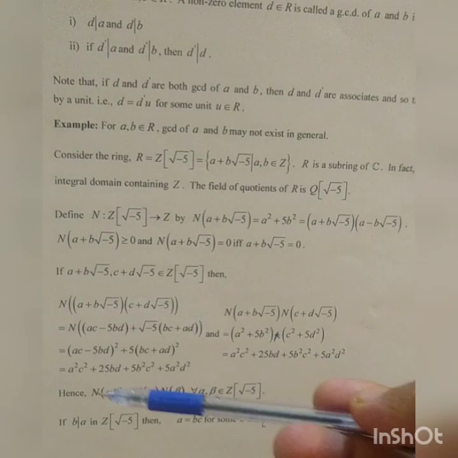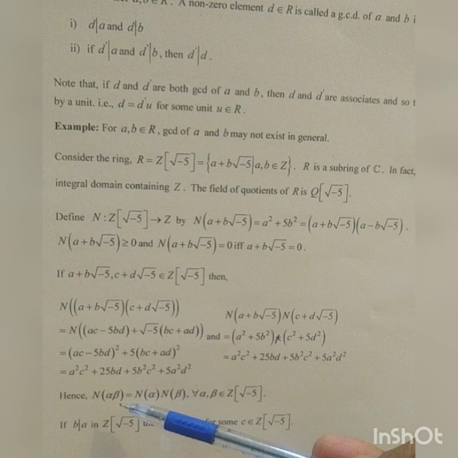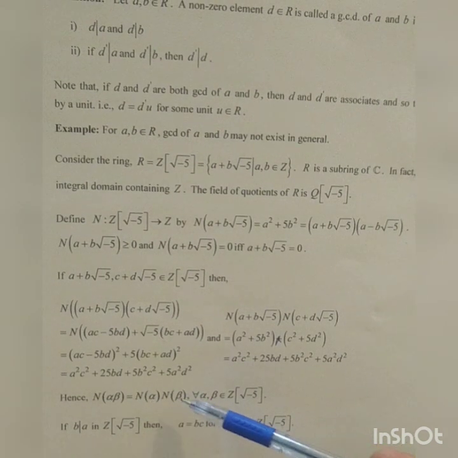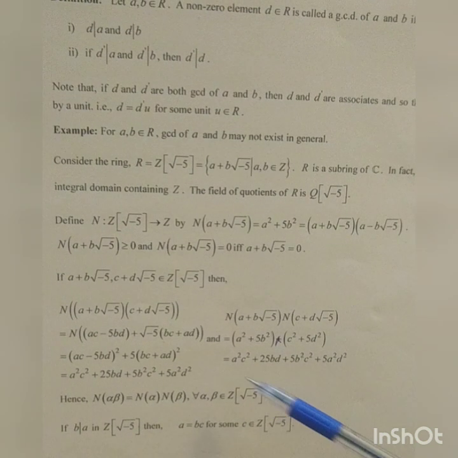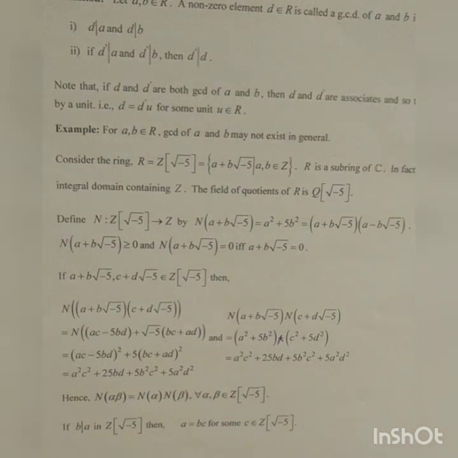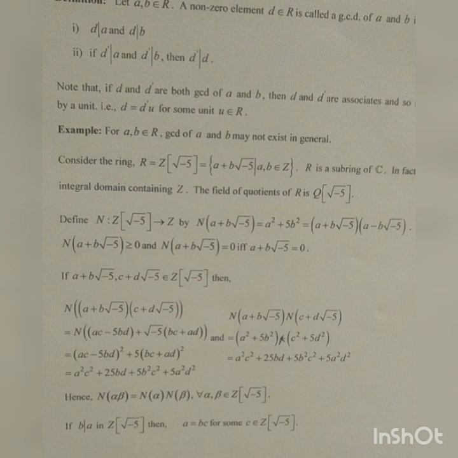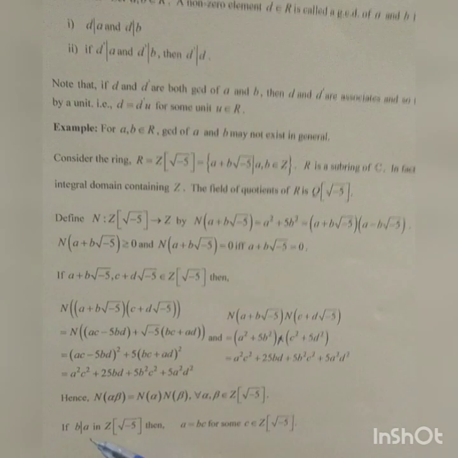In general, I can say that N of alpha beta is equal to N of alpha into N of beta for all alpha, beta belonging to Z of root minus 5. This is one result which we got. Now, let's proceed to another result.